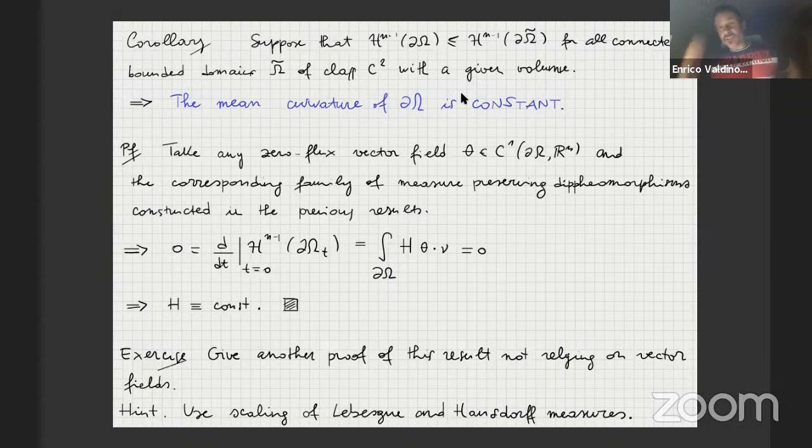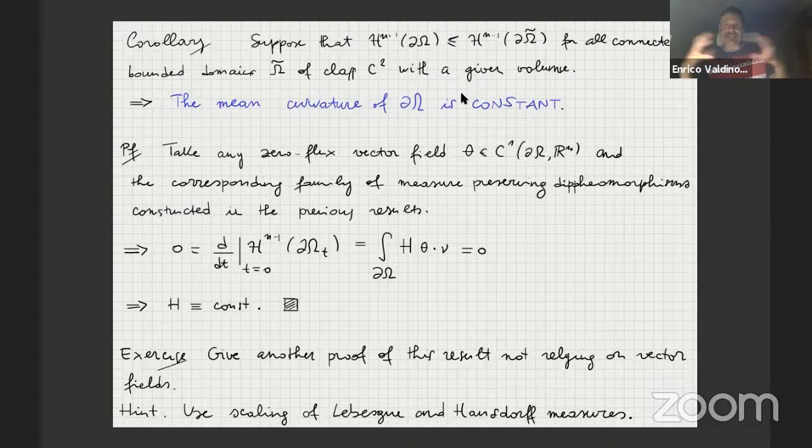Well, to be honest, as I was saying, I was too verbose. There are quicker ways to prove this that I left as an exercise, to give simpler proofs that do not rely on the construction of suitable vector fields. And the reason is that the isoperimetric problem has such a nice scaling property, because the volume scales like a power to the n, and the surface scales like a power to the n minus 1.